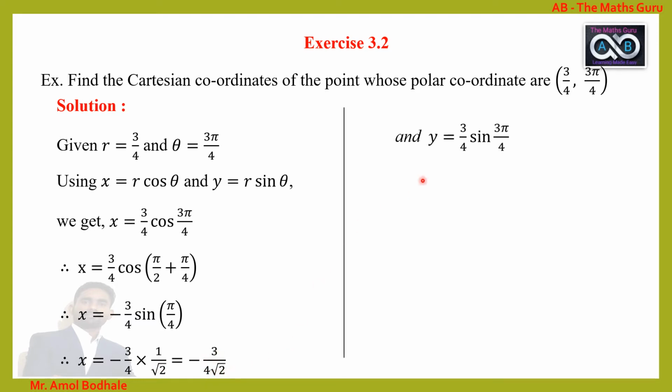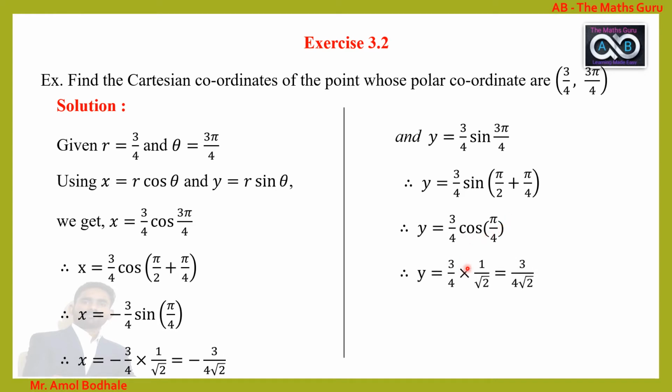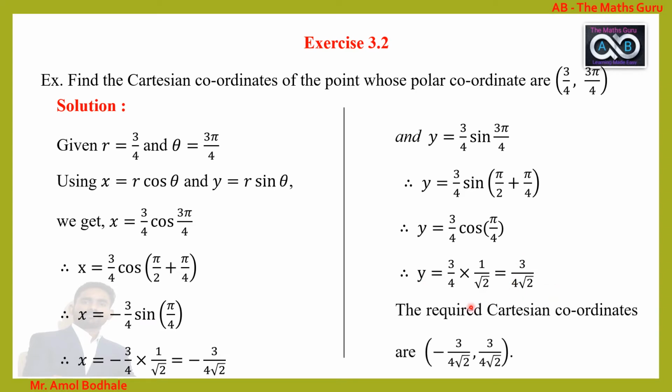Similarly, y is equal to r sin theta, that is 3 by 4 sin of 3 pi by 4. So again, this 3 pi by 4 can be written as pi by 2 plus pi by 4, and sin of pi by 2 plus theta is cos theta. So here cos pi by 4 is 1 by root 2. So y is equal to 3 upon 4 root 2. So therefore we get the required Cartesian coordinates x comma y, that is minus 3 by 4 root 2 comma 3 by 4 root 2.